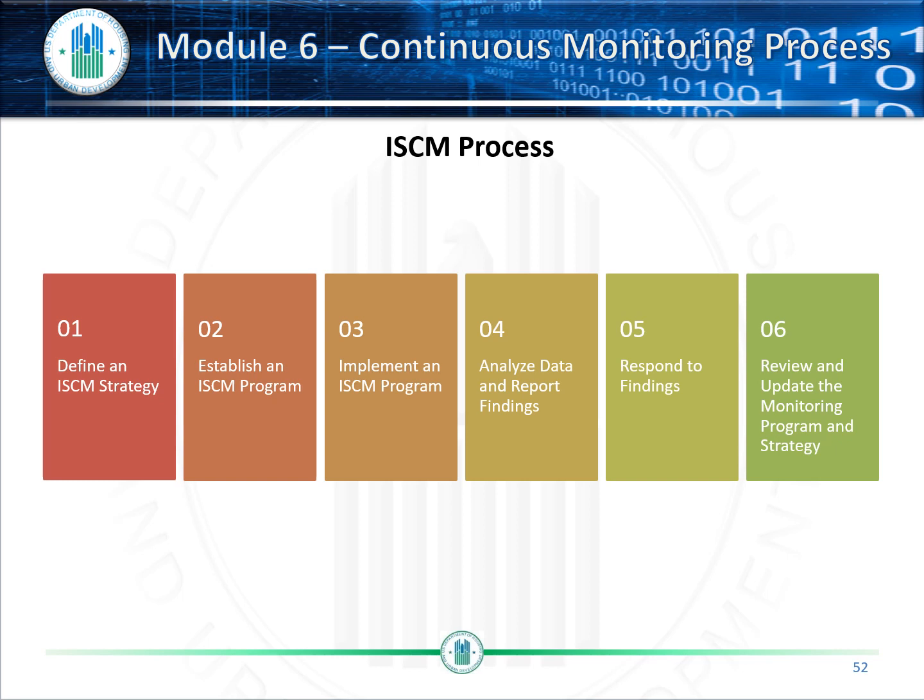Effective ISCM begins with development of a strategy that addresses ISCM requirements and activities at each organizational tier: organization, mission and business processes, and information systems. Each tier monitors security metrics and assesses security control effectiveness with established monitoring and assessment frequencies and status reports customized to support tier-specific decision-making. The second step in the ISCM process is to establish an ISCM program.